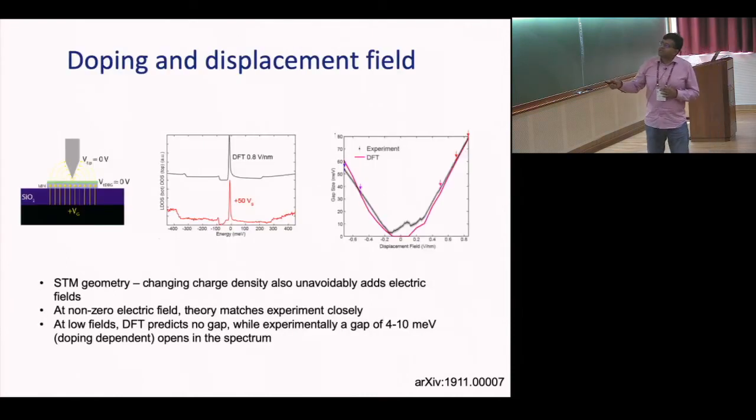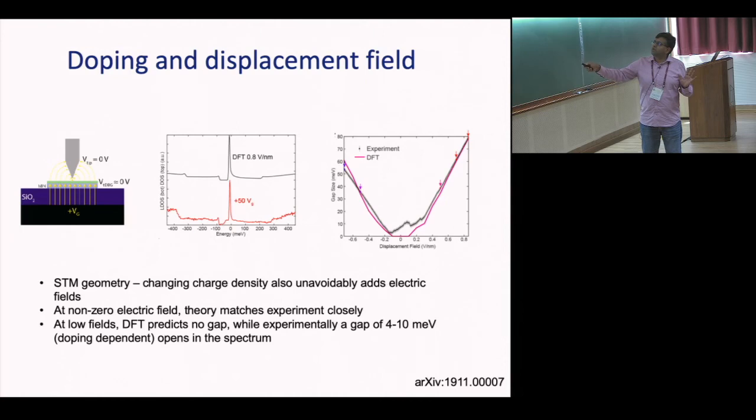And indeed, we can see this in our STM spectroscopy. So when you apply a gate voltage in the STM experiment, the gate voltage also unavoidably adds an electric field because the STM tip is maintained roughly at the same potential as the sample. And so as we apply a gate voltage, we also apply an electric field. And we can see how big of a gap we open in the spectrum. We can compare it to single particle theory. And for large values of the doping or the electric field, the experiment and single particle theory agree remarkably well.